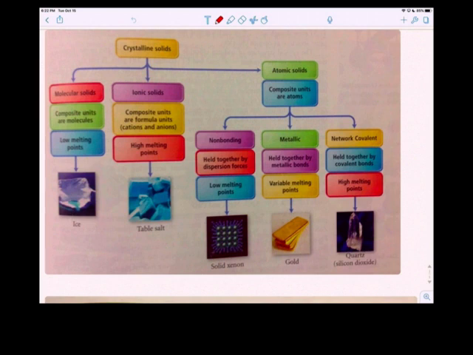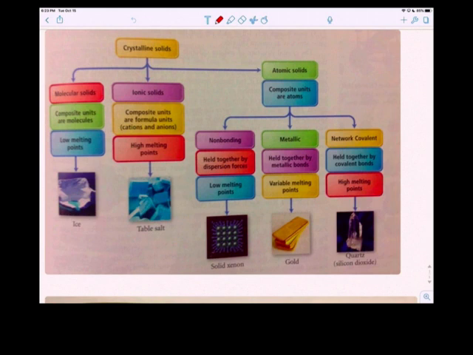Then atomic solids. So let's talk about, we have non-bonding, metallic, and network covalent. So non-bonding, these are things like the noble gases. So things like xenon here. These have extremely low melting points. They have London dispersion forces only, and they're very, very weak.